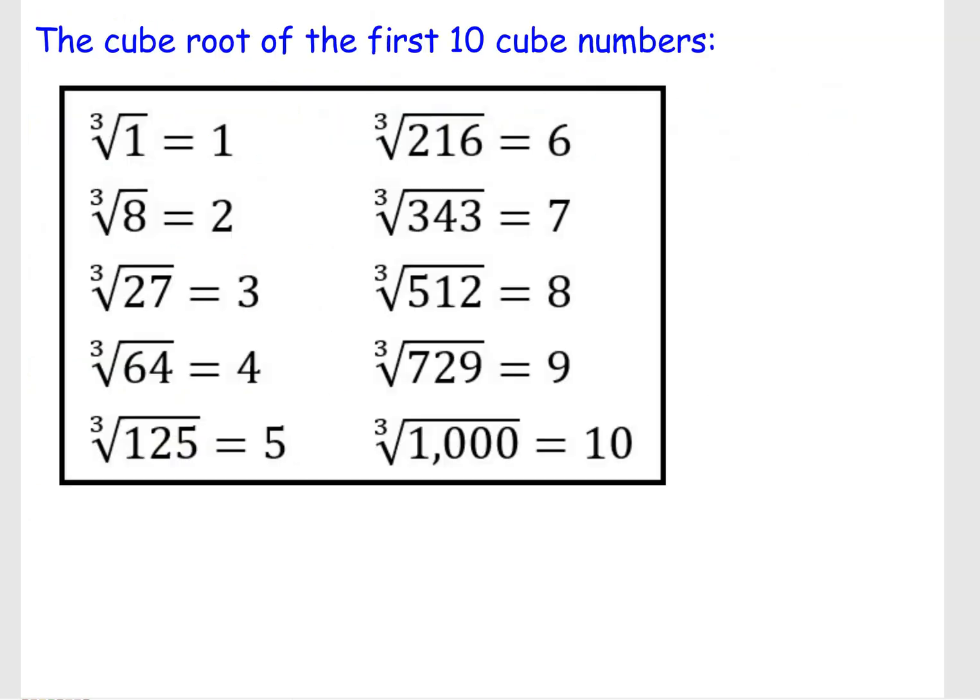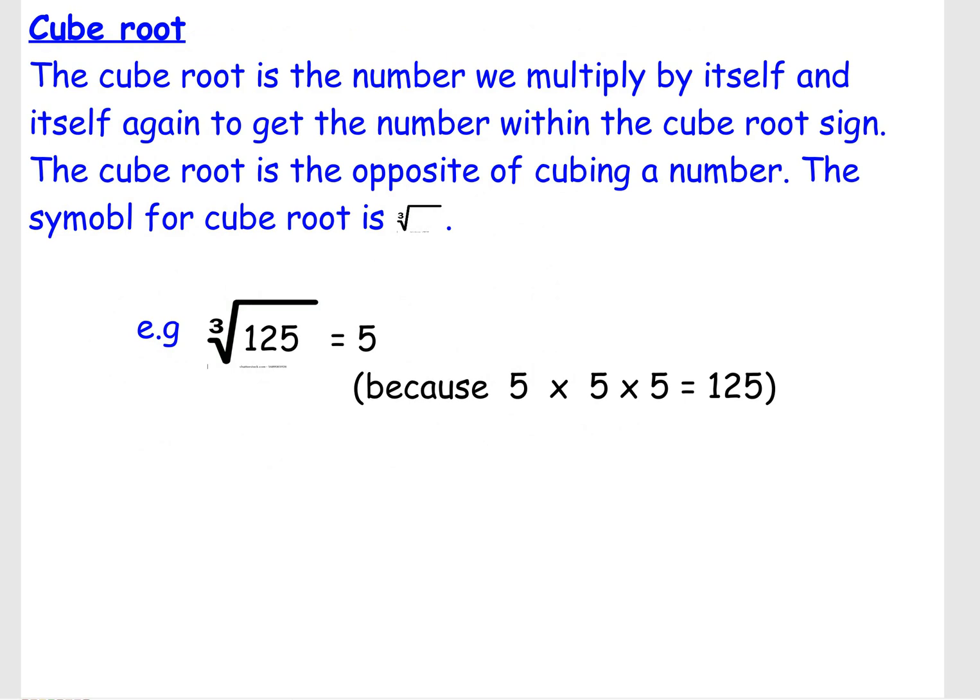So, moving on to the cube root. The cube root is the number we multiply by itself and itself again to get the number within the cube root sign. So like with square and square root, the cube root is the opposite of cubing a number, and the symbol for cube root is here. So it's very similar to a square root, but it's got the little 3 outside to show it's the cube root.